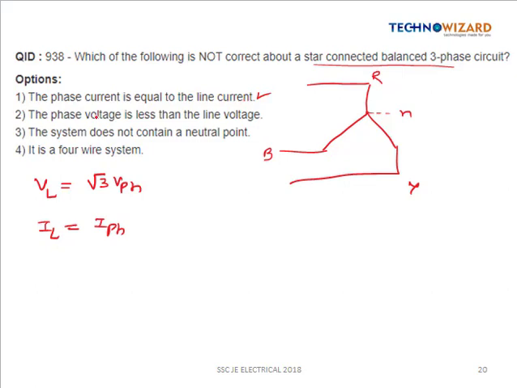The phase voltage is less than the line voltage, so from here we can find the phase voltage is VL by root 3, so it is less than the line voltage, so this is also right. The system does not contain a neutral point, so this is a wrong statement. Neutral is absent for the delta connected system, but it is there in case of star connected. Next is, it is a 4-wire system. This is also right. So the third option is wrong, so this will be the correct answer.